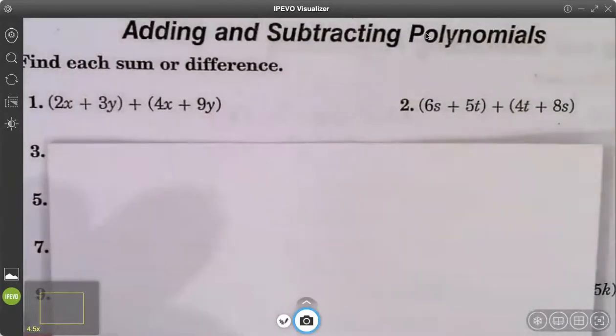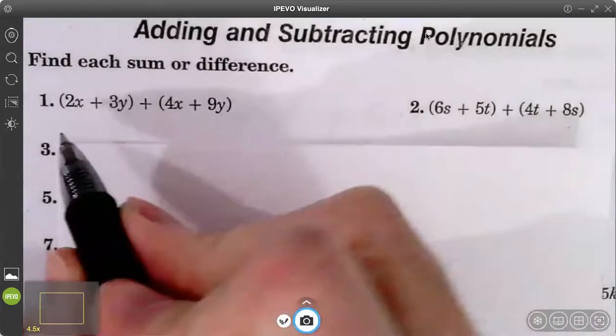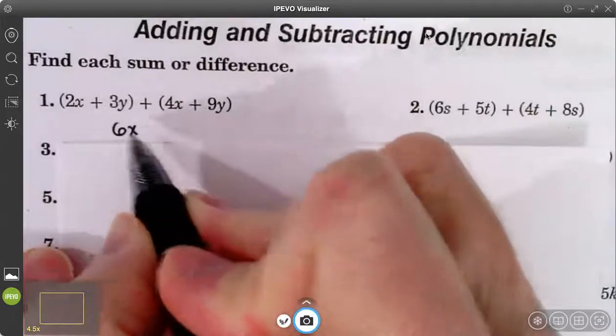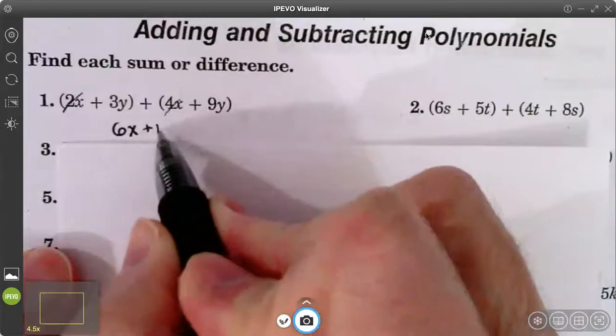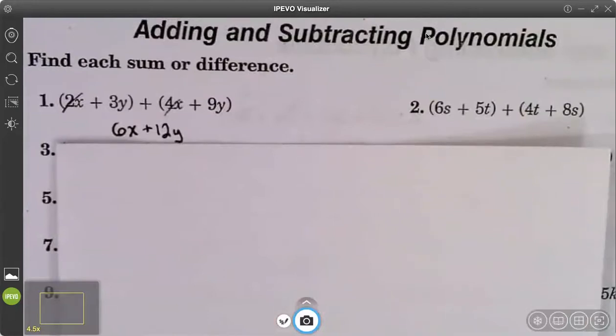On number 1, I have two sets of like terms, my x's and my y's. They both have a degree of 1, so I'm going to write them alphabetical. 2x plus 4x is 6x. 3y plus 9y is 12y. And we just found the sum of that polynomial. If I asked, it's a binomial with a degree of 1 and a leading coefficient of 6. Try number 2.